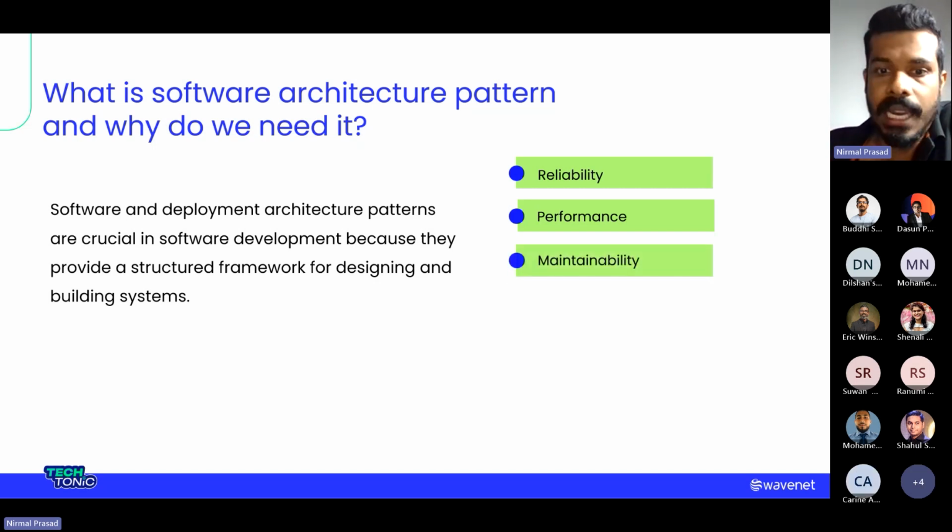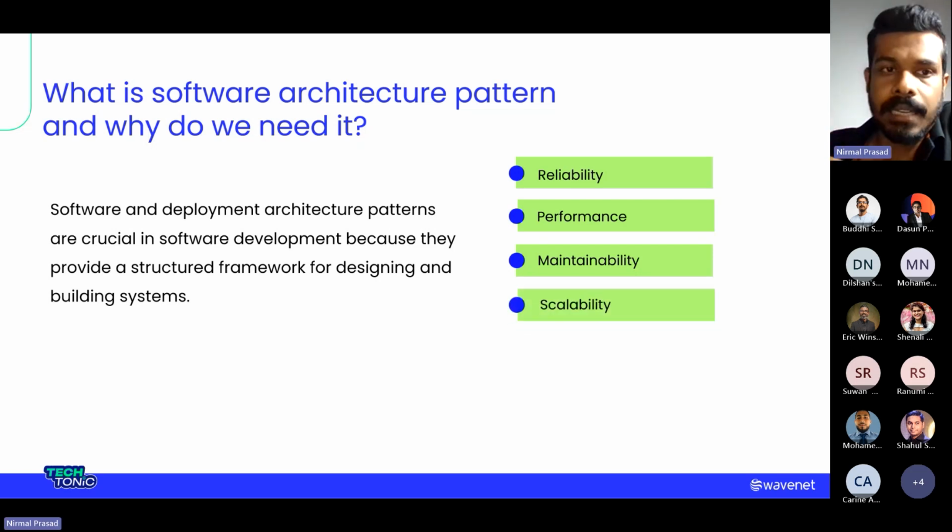The third one is maintainability. Maintainability means that if you want to upgrade a system quickly, whether because of a business requirement or a security concern, or whatever you have to update very quickly, then your system is ready to welcome those changes quickly. So that's why we need to ensure maintainability in your architecture.